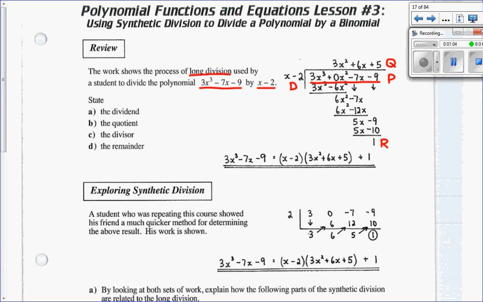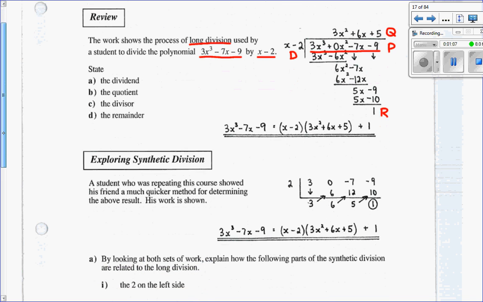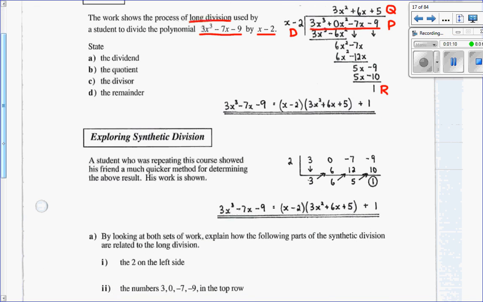The process today that we're going to look at is synthetic division, and the example below in your book here shows the exact same question done with synthetic division. Now, some people use synthetic division because it's a little bit quicker. It works in most cases, and some students just prefer this method over long division. We'll learn both of them, and you can decide which method you prefer.